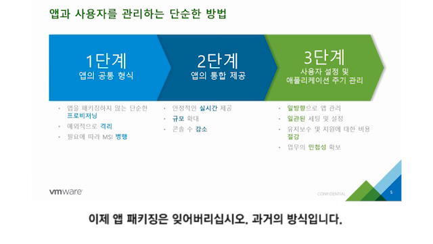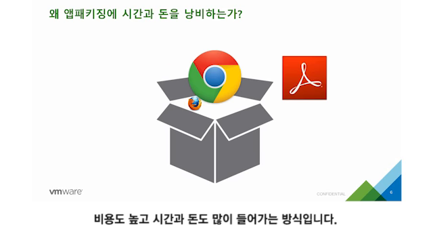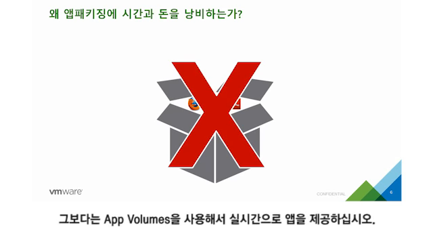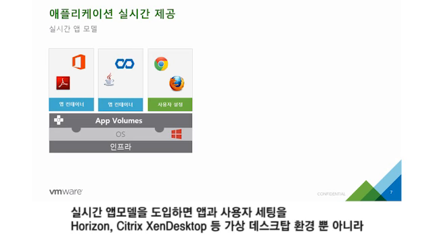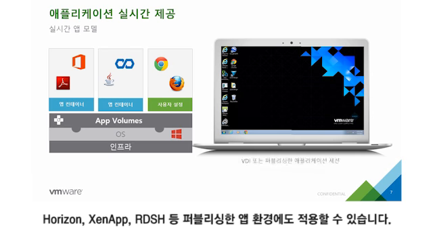Now, we want you to get out of the business of packaging apps. That's a legacy method, and that demands high costs and a lot of time and money. Instead, enable real-time application delivery with App Volumes. The real-time app model allows IT to deliver applications and user settings to virtual desktop environments such as Horizon and Citrix XenDesktop, as well as published app environments such as Horizon, Citrix XenApp, and RDSH.